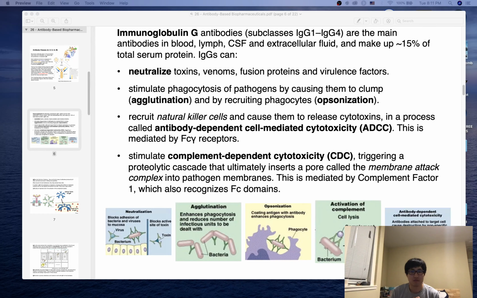So here you don't need to think that deeply, you just say there's a receptor that recognizes the Fc domain. That's on the killer cell, the effector cell that came to kill that pathogen.